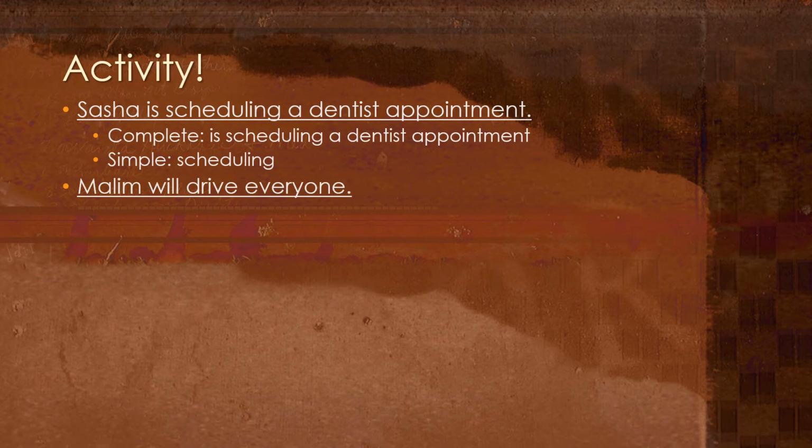Malim will drive everyone. Okay? Very similar type of situation. We know Malim is the one who is our subject. She's the one doing the action. Will drive everyone, just like before, is the complete predicate. But here we have will drive. Okay? Will drive tells us that this is going to happen in the future. Again, will is a helping verb. If we remove the helping verb, we're left with the simple predicate, drive. Okay?